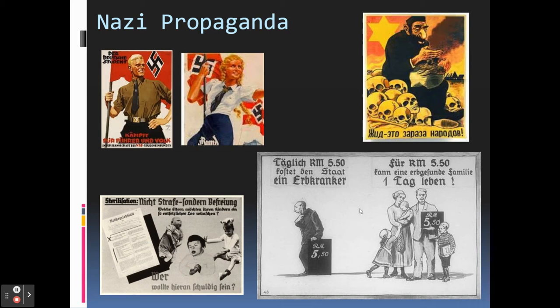On the other side here, they show a man with a disability, and they show how much it costs for him to live, basically his living expenses. Then over here, they show that the same amount of money can keep a family of 5 surviving. So they're trying to show that this is a drain on the economy. These people with disabilities are too expensive. So again, trying to convince people that they really shouldn't live, which is just horrific for us to think about today.